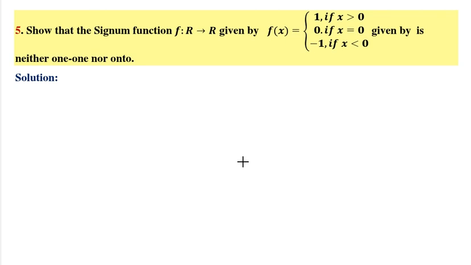Then show that the signum function is neither one-to-one nor onto. Signum function f mapping from R into R is given by f of x is 1 for x greater than 0, and this is the familiar graph.